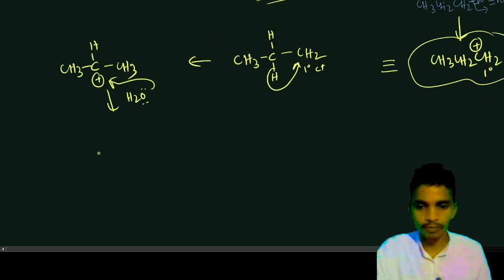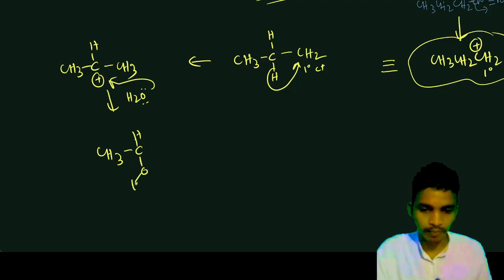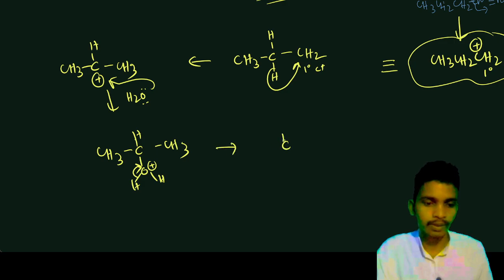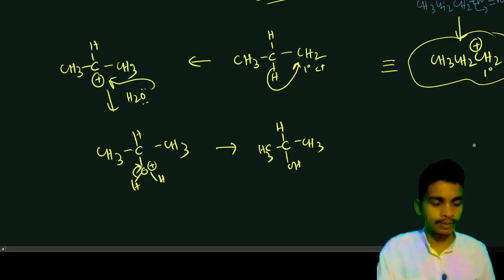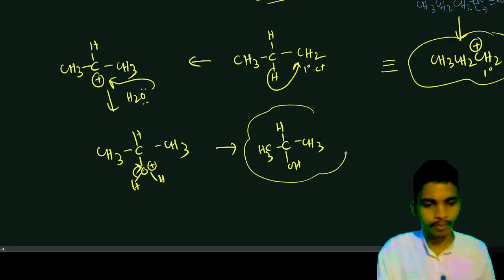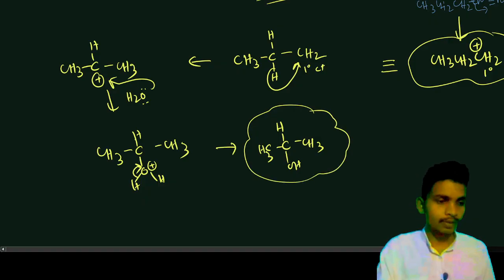So the product is going to be CH3, then H, and here water will come. This is the positive charge, and this is going to be the CH3, and this is going to be like this. So that is going to be the CH, CH3, and this is going to be OH, and this is going to be CH3. Okay, so this is the final product for this question.